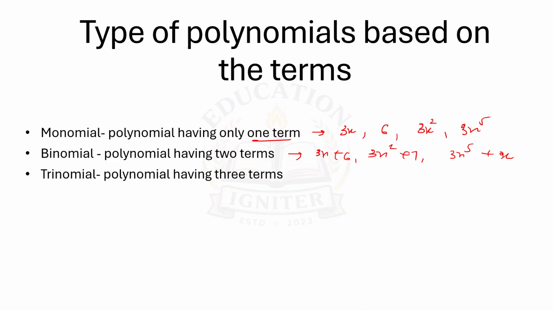Now if I am talking about a trinomial, in case of a trinomial there are three terms, like x cube plus x square plus x. Here three terms are there. We can write it in this way also, x to the power 3 plus x plus 7. These are trinomials, because three terms are there.